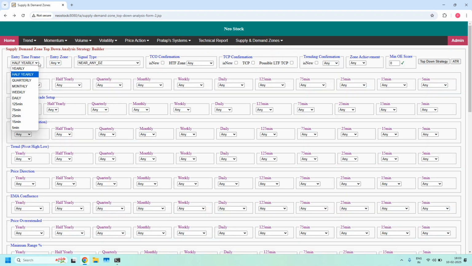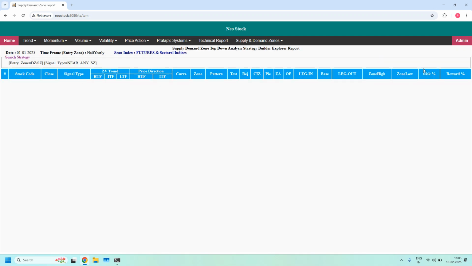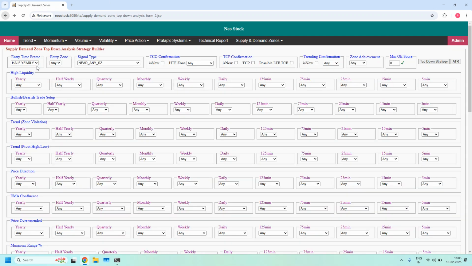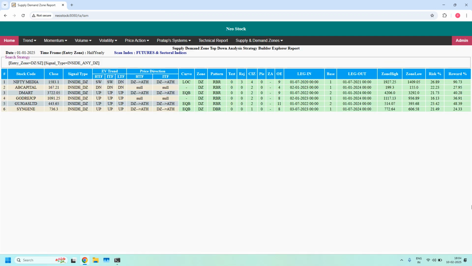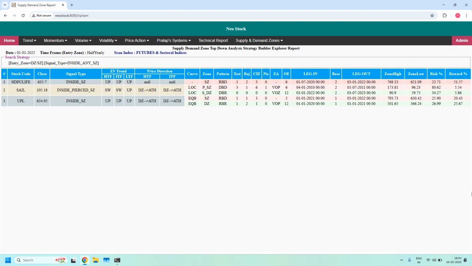Next, half yearly time frame. Stocks near half yearly supply zone. No stocks are available. Half yearly time frame. Price closed inside the half yearly demand zone. 6 stocks are filtered. Next, half yearly time frame. Price closed inside the half yearly supply zone. 3 stocks are filtered.